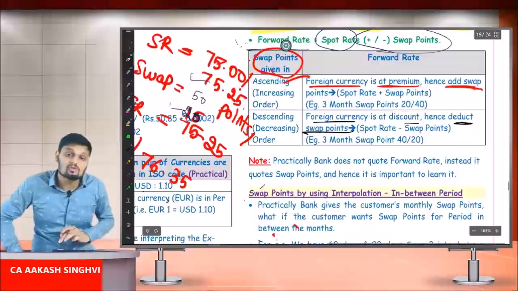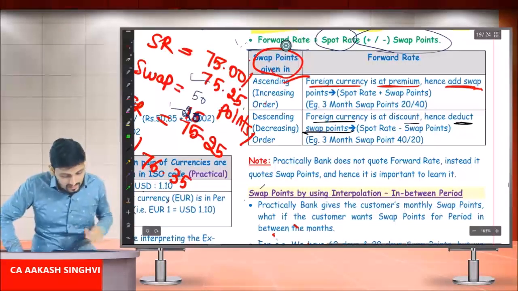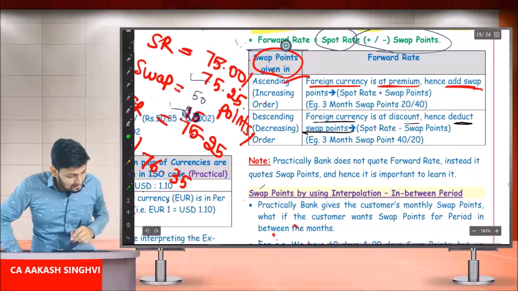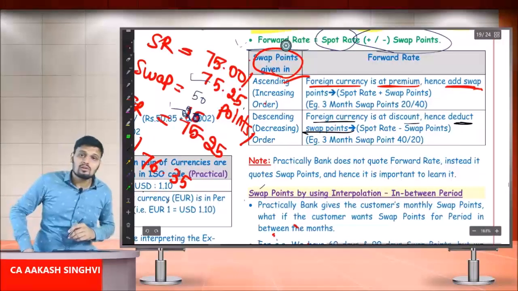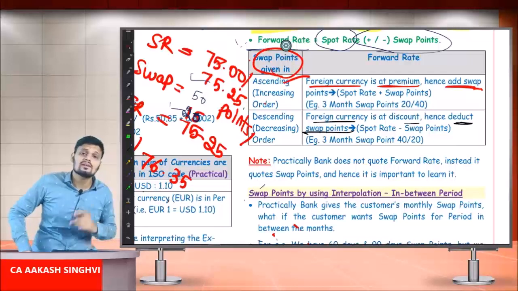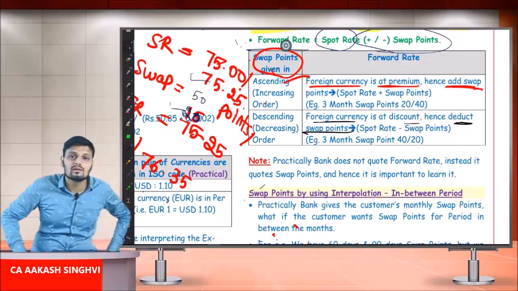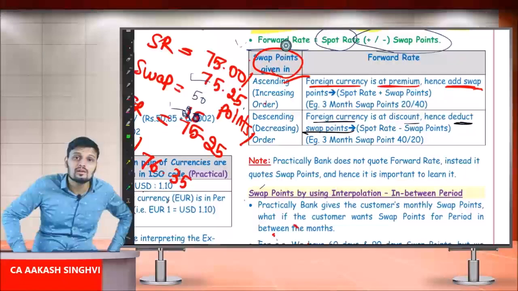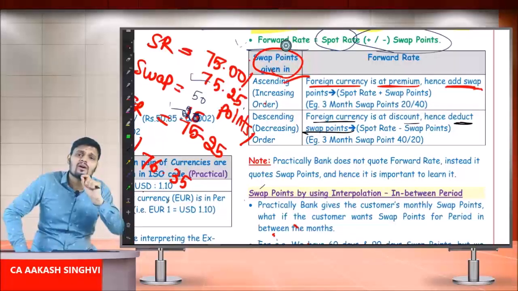One more note. I've always told you each and every word of this nano book is important. What did I give here? Note: practically, the bank does not quote the forward rate. If you go to the bank, they will not tell you that the 3-month forward rate is 78, 79. They will never tell you that. They will only tell you the 3-month forward swap points are 50, 75. That is what happens practically. So swap points become so important to understand, because practically if you go to the bank, they will not quote you the forward rate directly. They will only tell you these are the swap points. Now you compute the forward rate.